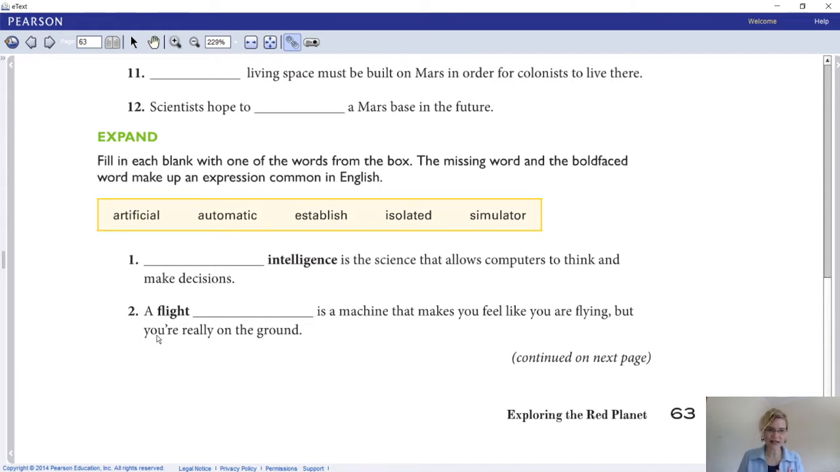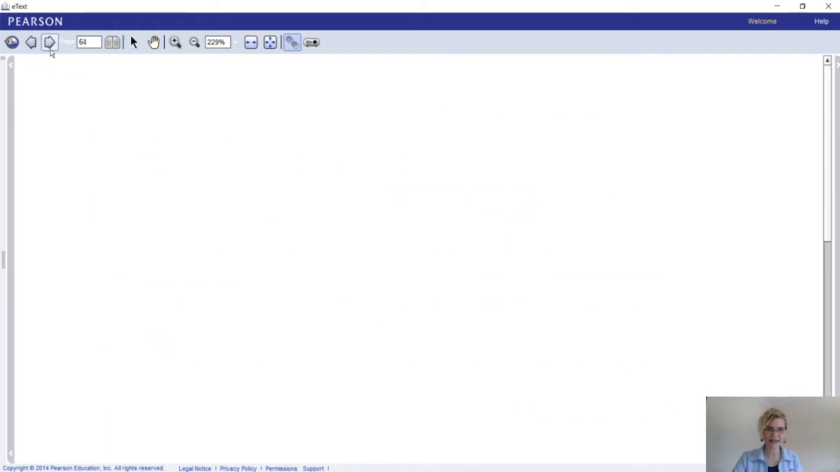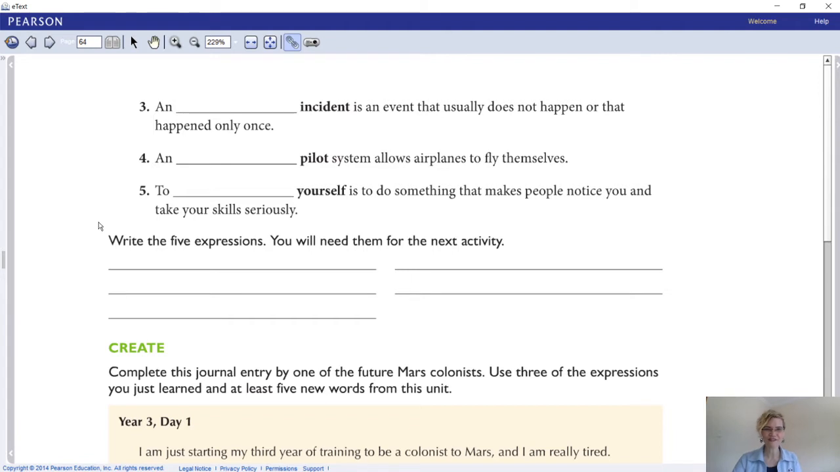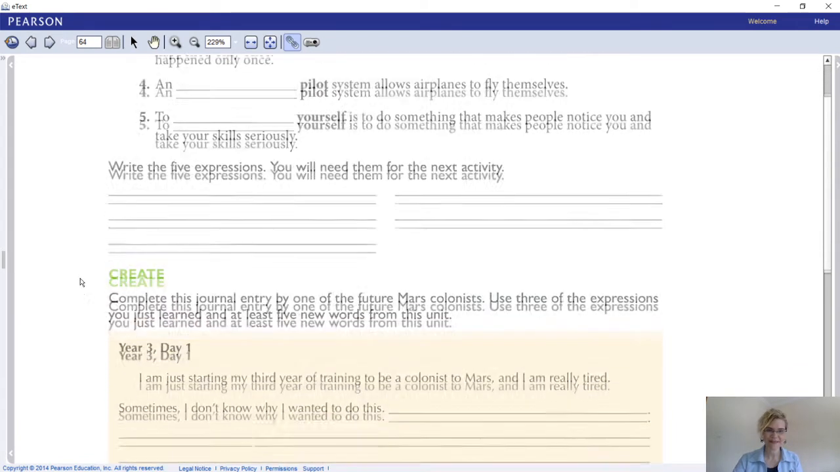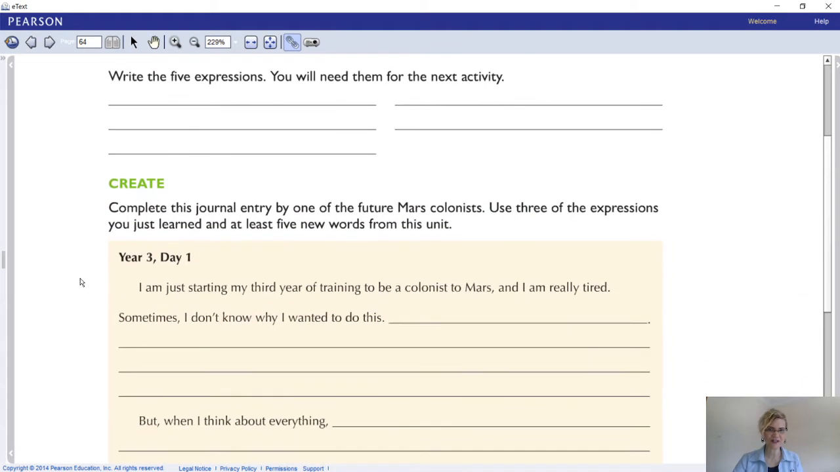For instance, you have here number 1, the blank intelligence is the science that allows computers to think and make decisions. So that could be artificial intelligence. So use the word that is the correct word to combine the words but also complete the correct meaning. Do numbers 1 to 5, pause your video, go ahead. Now write the 5 expressions here. Note them down because you will need them for the next activity.